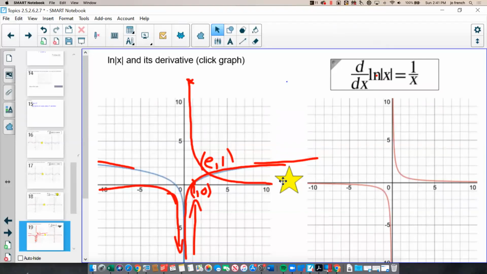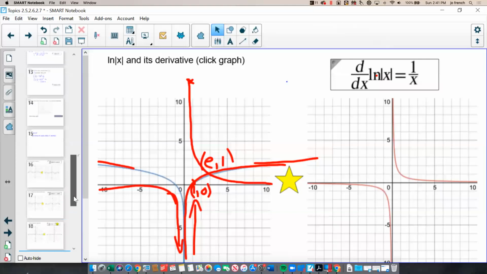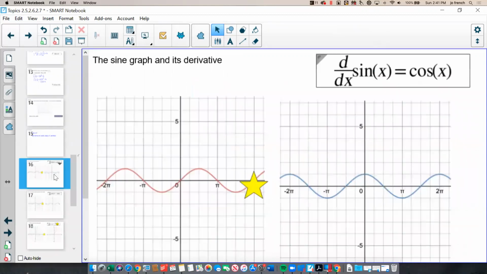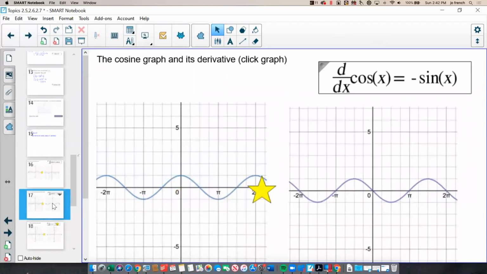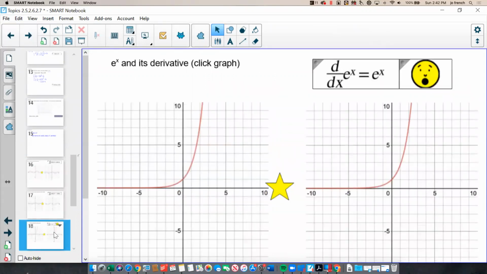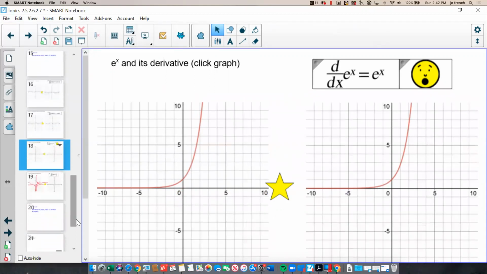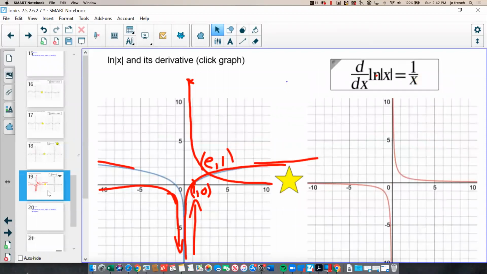So these are our 4 new derivatives that we can use as we solve problems going forward. The derivative of the sine graph is cosine of x. The derivative of the cosine graph is negative sine of x. The derivative of e to the x, one of my personal favorites, is e to the x. And finally, the derivative of the natural log of the absolute value of x is 1 over x.